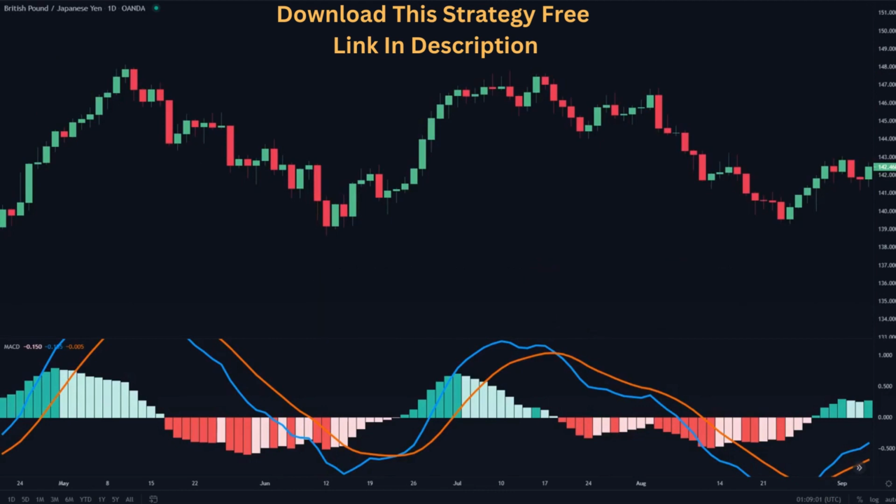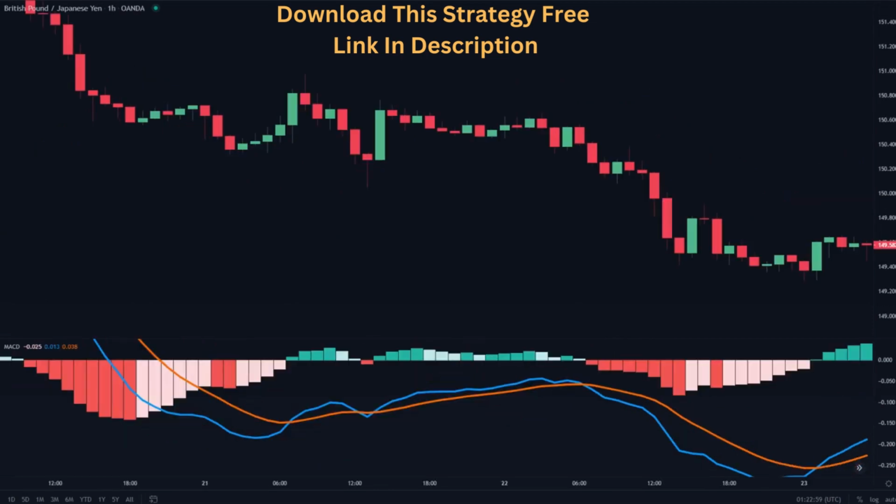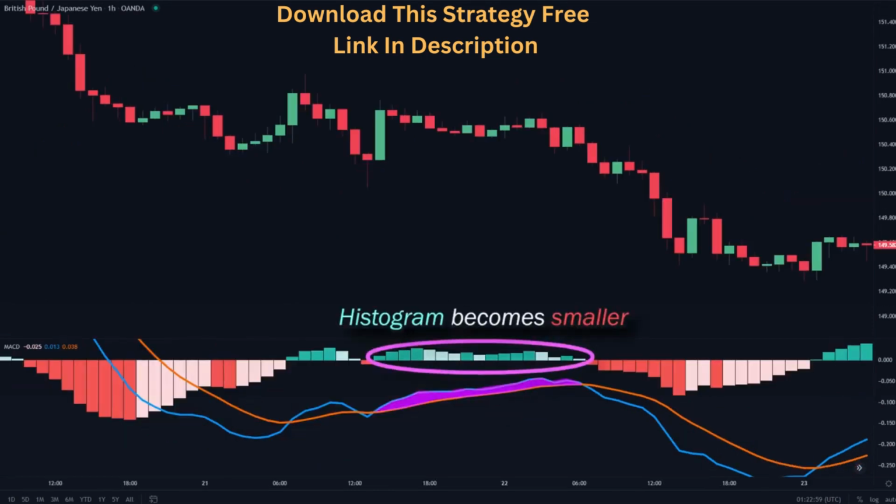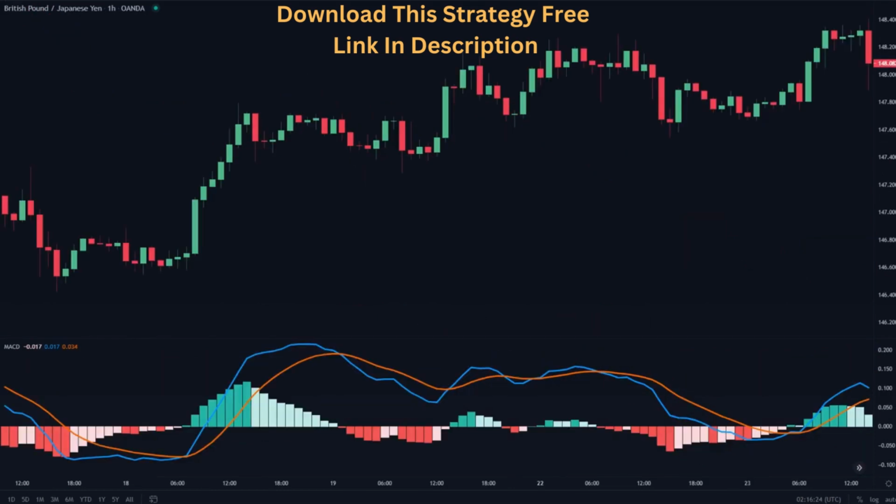As you can see, if the two lines are further apart, the histogram gets bigger, and if the two lines get closer, the histogram becomes smaller. And finally, we have the zero line, which simply represents the center of the MACD indicator.